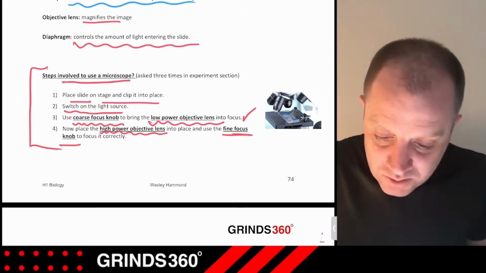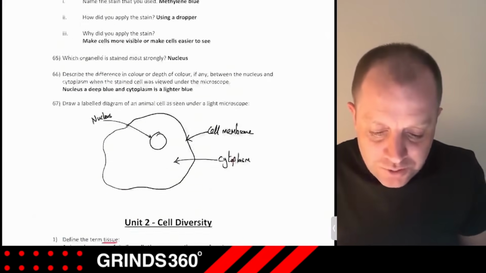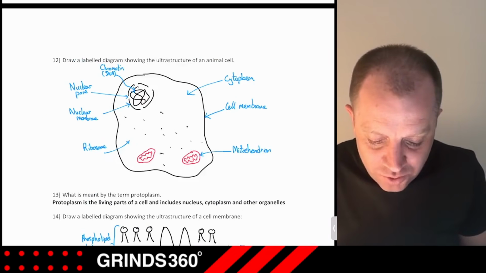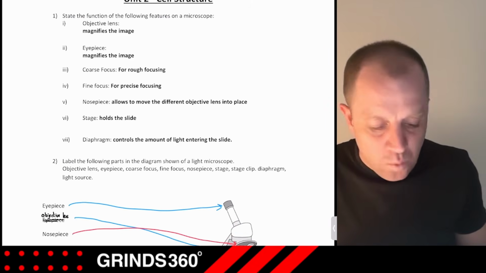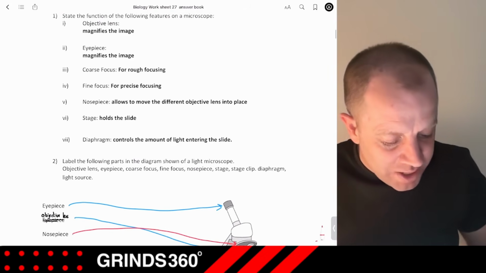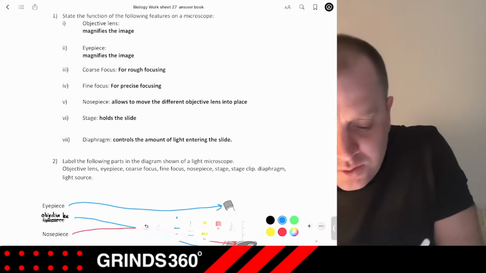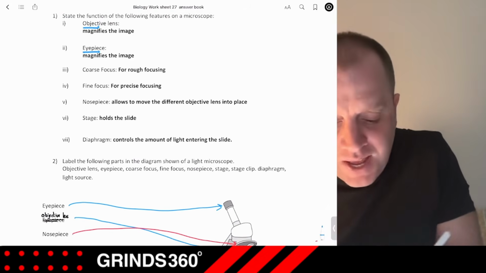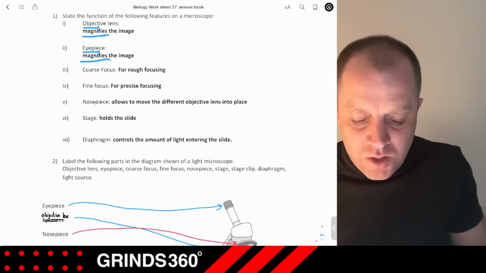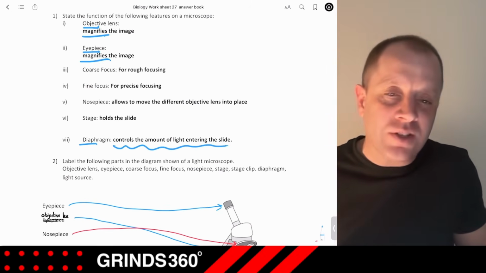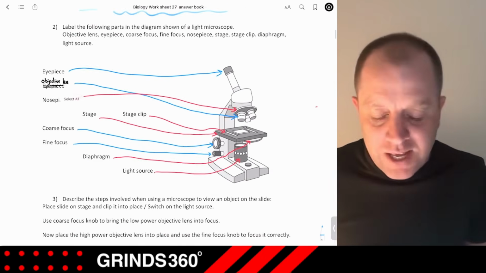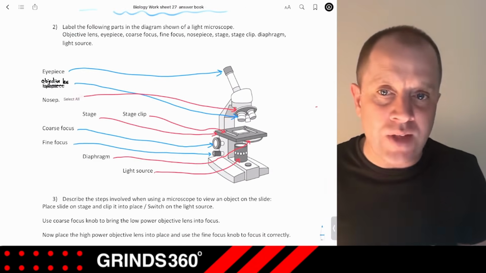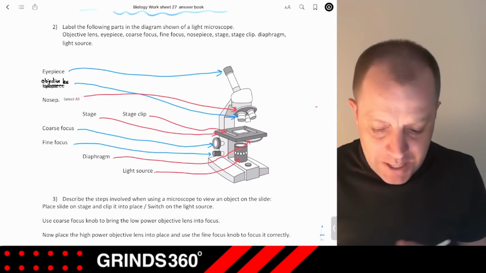Okay? So I'm going to ask you to do a couple of questions on this. Turn to your question bank, page 36, question 1. Now, I'm not going to go through all these, but you need to know the functions of all the parts. The objective lens and the eyepiece are both lenses. They both magnify the image. The diaphragm controls the amount of light entering the slide. I won't go through the rest because they're pretty straightforward. You need to be able to label the microscope. It's pretty straightforward.